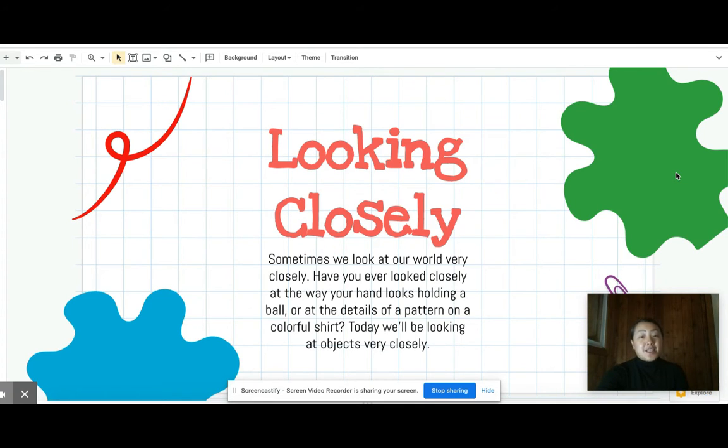So our first lesson today is called Looking Closely. Sometimes we look at our world very closely. Have you ever looked closely at the way your hands look holding a ball or at the details of a pattern on a colorful shirt? Today we'll be looking at objects very closely.